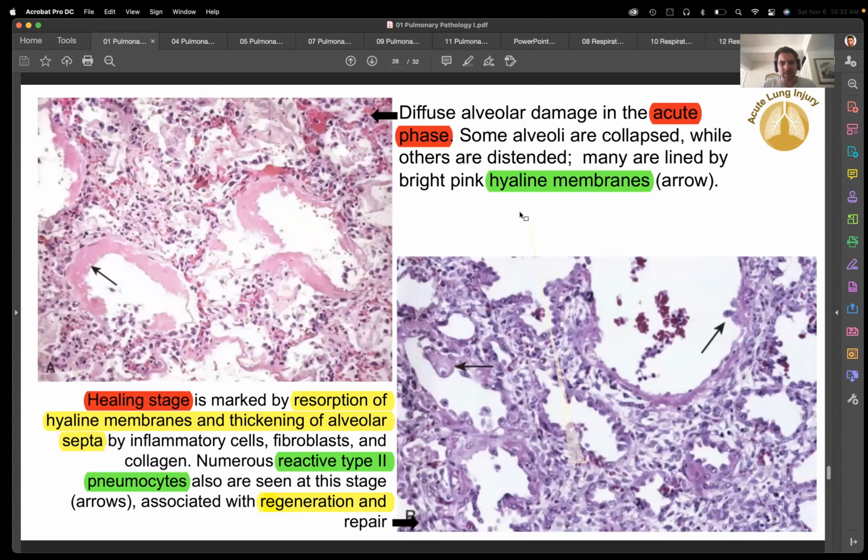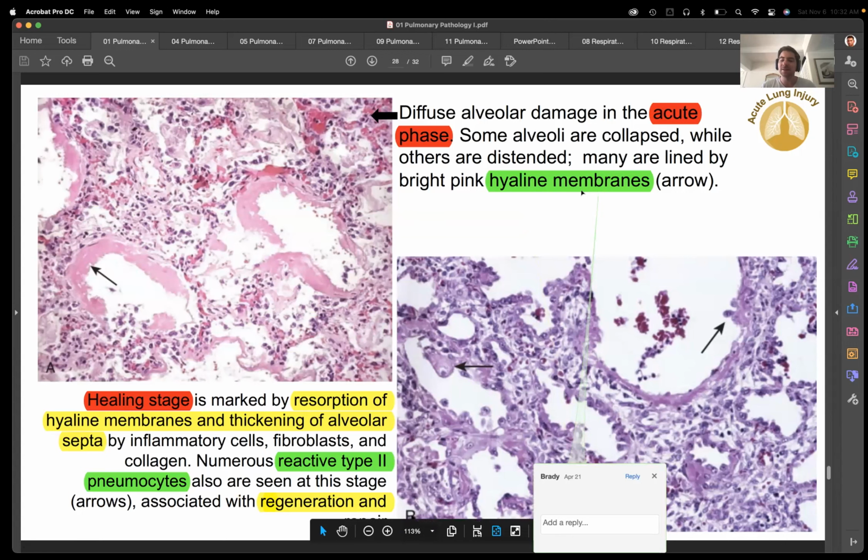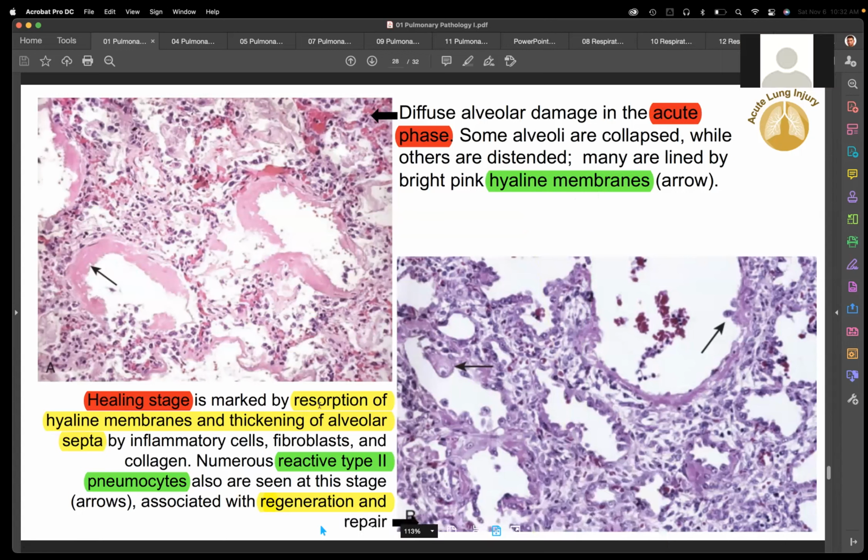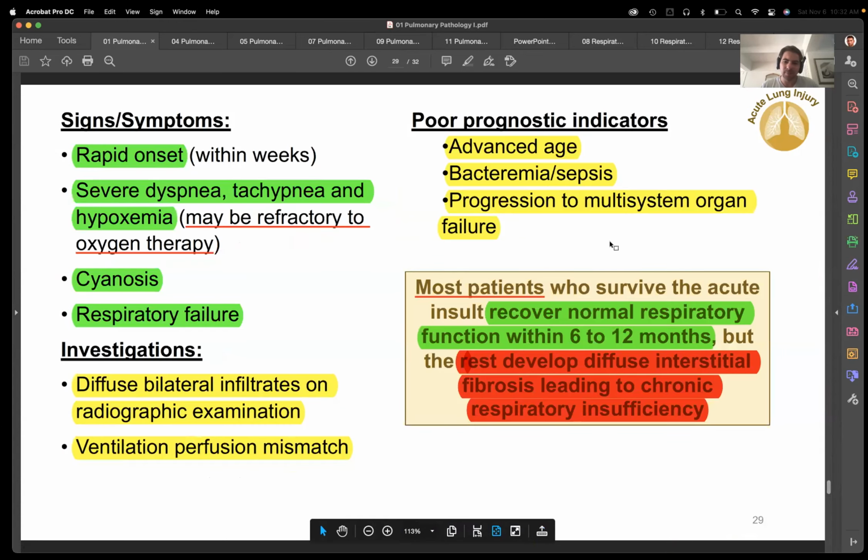And you can see that here, and this just goes through the process, the acute phase, these hyaline membranes are forming, then you're like, we need to stop it now before the fibrosis gets beyond the point of repair. So these type 2 pneumocytes kind of come in and do their job.